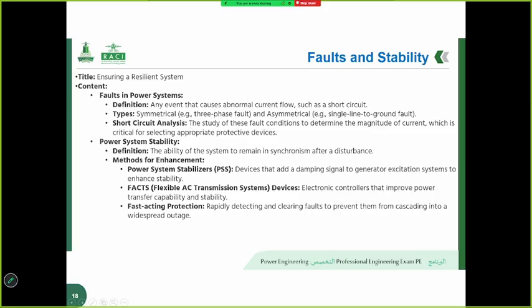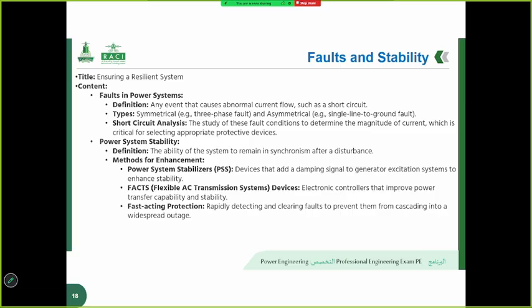This slide covers two critical aspects of power system operation: faults, which are inevitable occurrences, and stability, which is the system's ability to recover from them. So a robust power system must be both protected from and resilient to these events to prevent widespread blackouts.